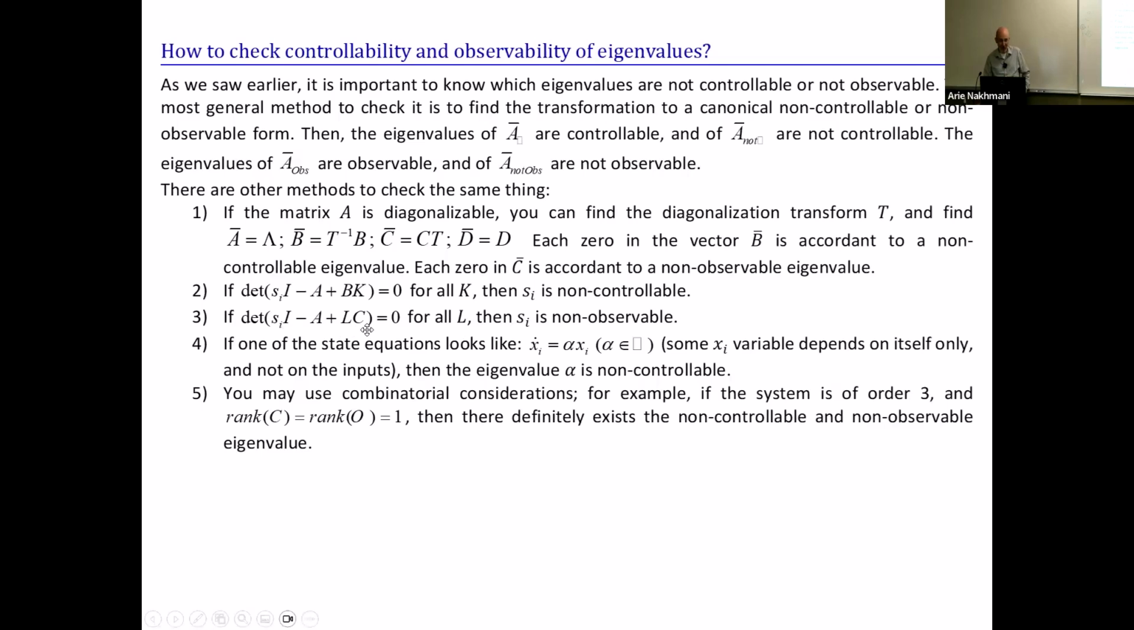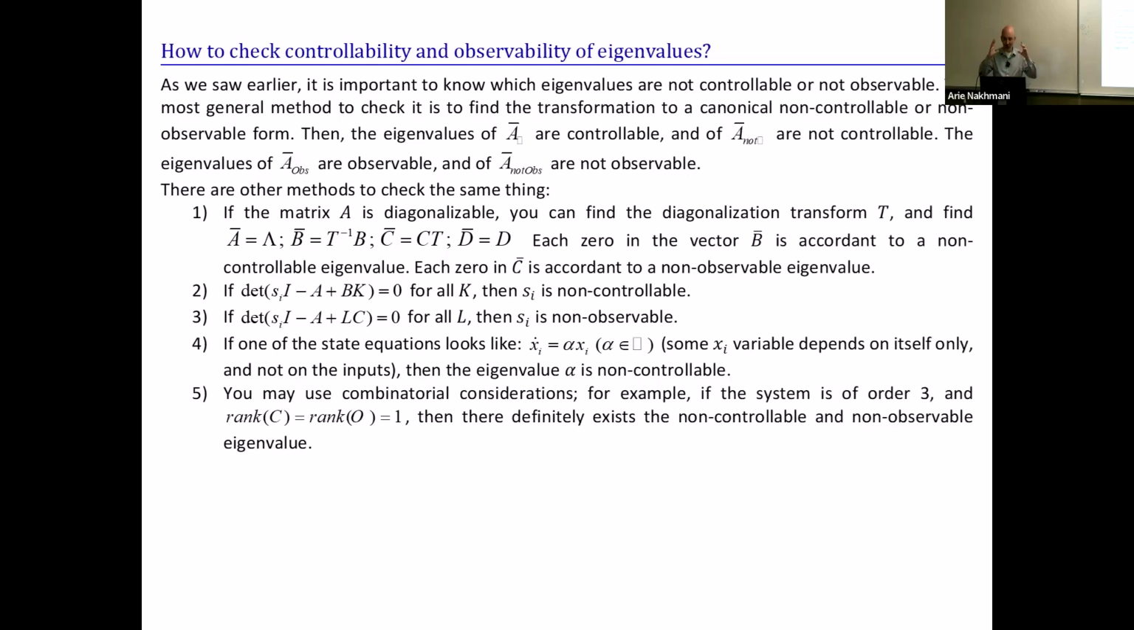Same thing with the observability matrix. If you remember, this was the determinant that we used to find the observer, okay? So we compare that to the desired polynomial of the observer. So LC is replacing BK in that sense, right? Same thing. If this determinant is 0 for all L, or any vector L, so it's not dependent on L, practically speaking, then obviously this specific Si is not observable because it's not reflected as a formula at all. It's not a function of L. You cannot control it with L in any way. Okay? L is not affecting it in any way, right?